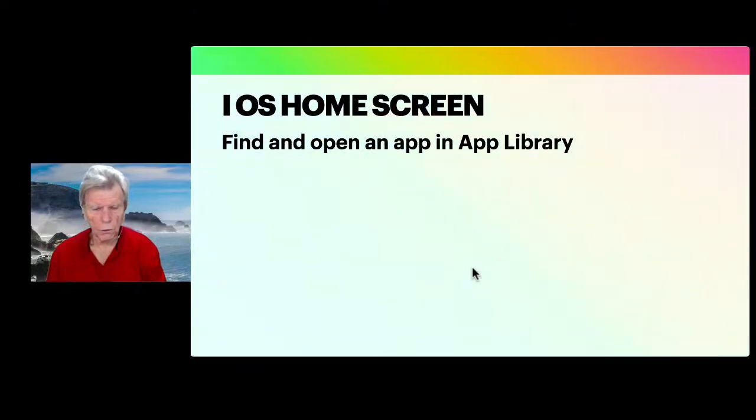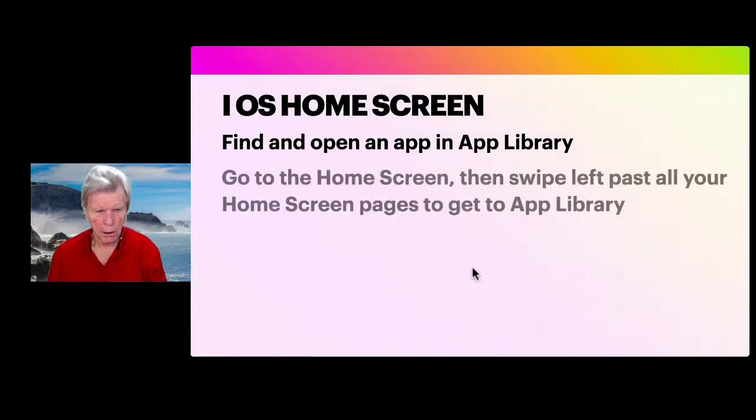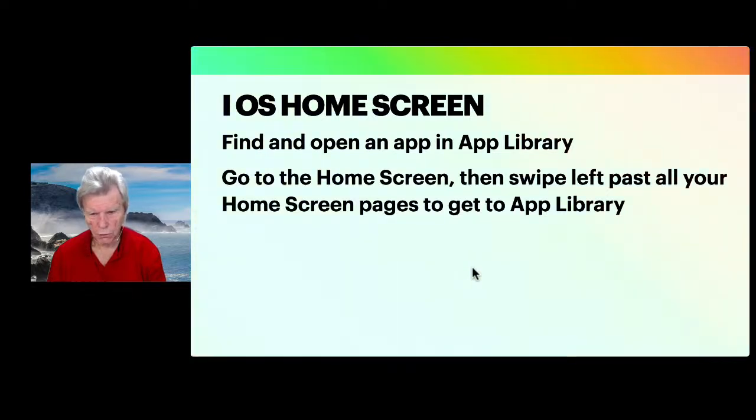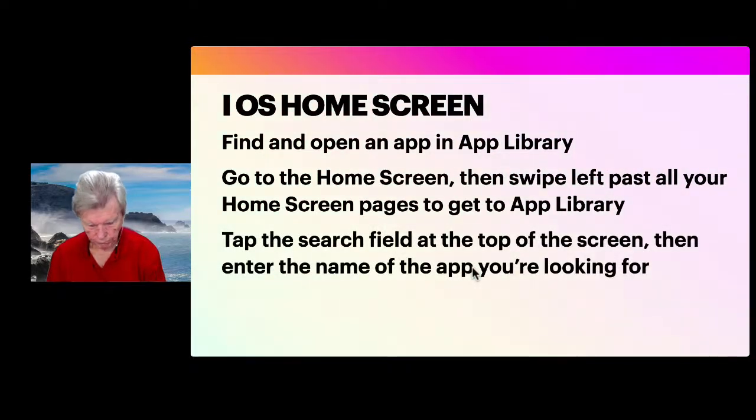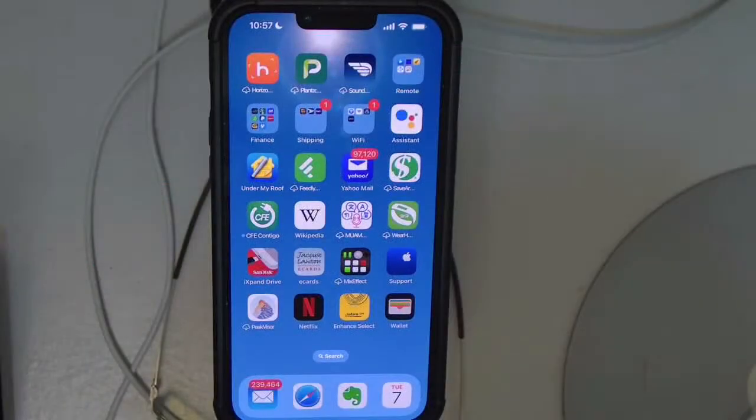So another relatively new feature, I think it came out in the last iOS update, iOS 15, was the app library. To find the app library, you go to the home screen and swipe from right to left till you get to the last page, and then you swipe one more time, and you're at the app library. So let's see how that works.